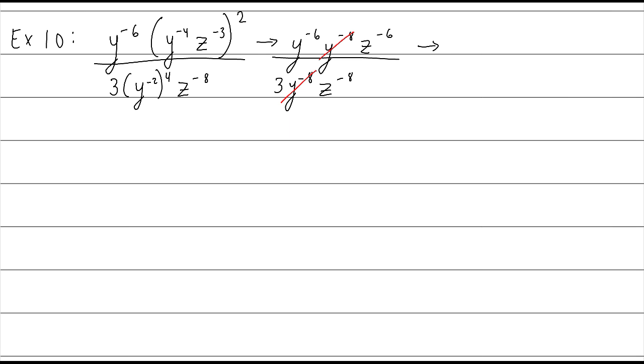We have y to the negative 6. For z, remember you're going to subtract those exponents, and see what happens there. And 3 is actually fine. We can just leave it alone. It has a positive exponent, right? An understood 1, so it can stay down there. Okay, this is really an addition, so negative 6 plus 8 is 2.